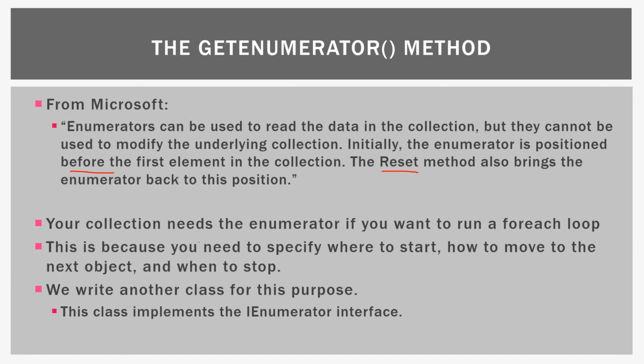If we want to run a for each loop on our custom list, then we need to write that enumerator class. We need to specify where to start, how to move, and when to stop. So we write another class for this purpose that implements the IEnumerator interface. We're going to write a specialized class that implements IEnumerator that works especially for our custom list.